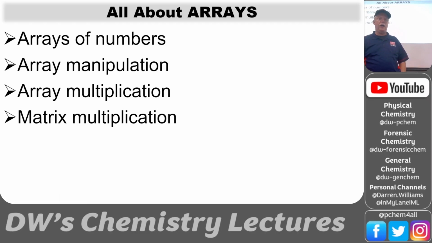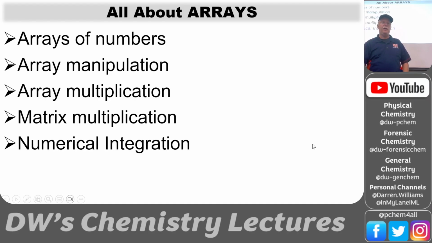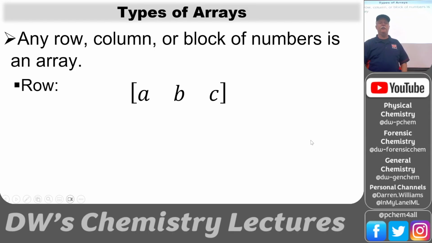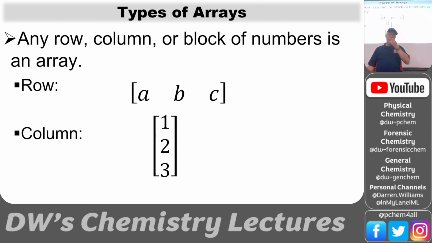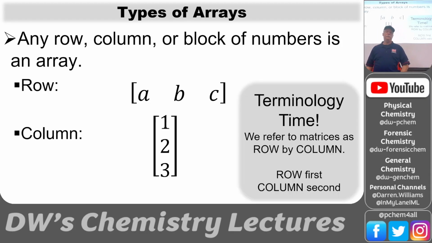So arrays are just groups of numbers. This is a little bit of a review from the Excel bootcamp. This is where you'll utilize some of that stuff. And we can do matrix multiplication, and that gives us numerical integration. So any row or column or block of numbers is an array. Okay. And so these wave function columns, those would be arrays of numbers.